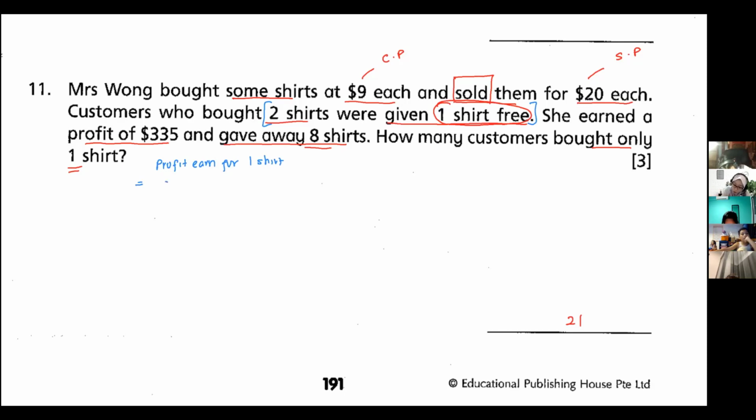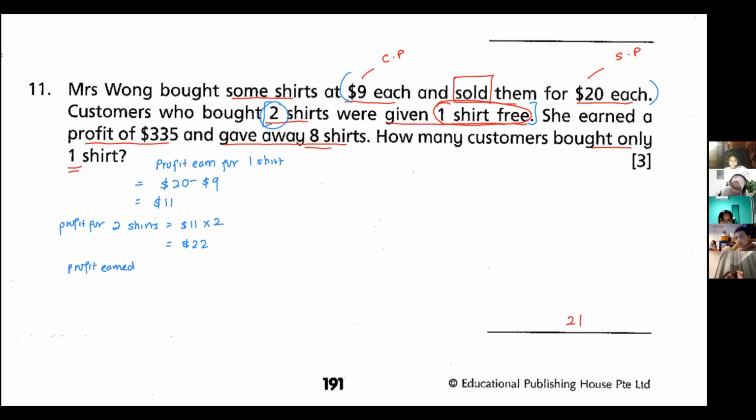Okay, so $20 minus $9. Where do I get this from? The first sentence. So her profit is generally $11. If a customer bought two shirts, she earned a profit for two shirts, which means $11 times two. So it is $22, right? For this one.